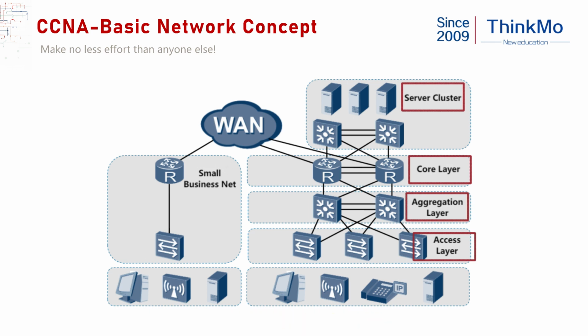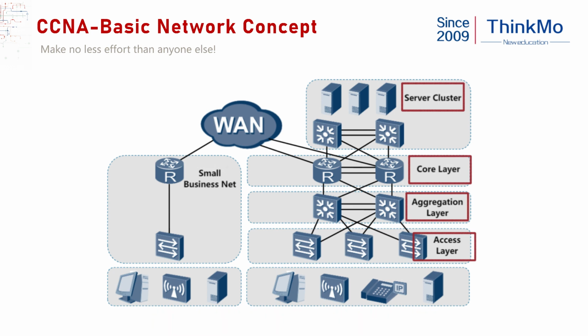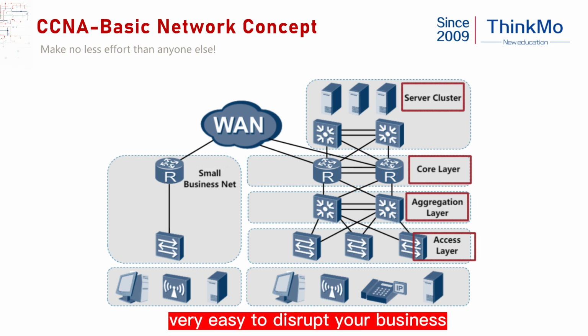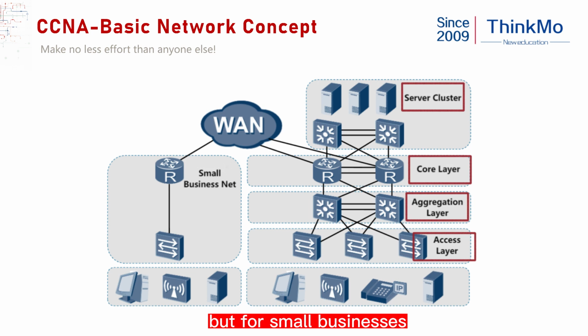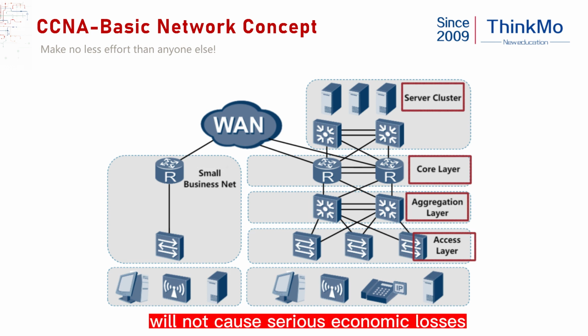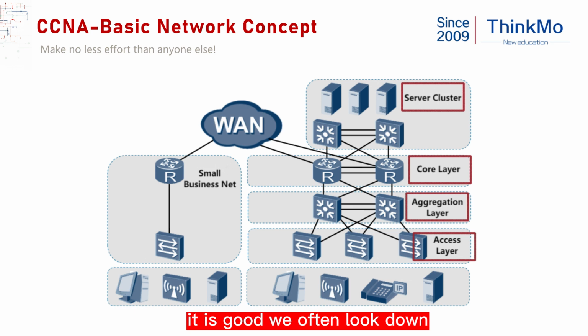In fact, it is relatively low reliability. We call this the reliability of the network, that is, the ability of the network to resist risks is very small. In the event of a failure in the network, it is very easy to disrupt your business. It is not optimized enough. But for small businesses, business interruption may not hurt your vitals. It may come back after a period of rush repairs. You're okay, and it will not cause serious economic losses. That is fine.